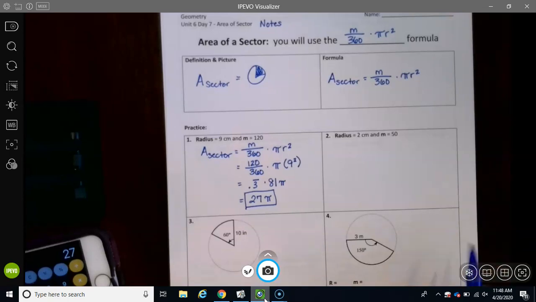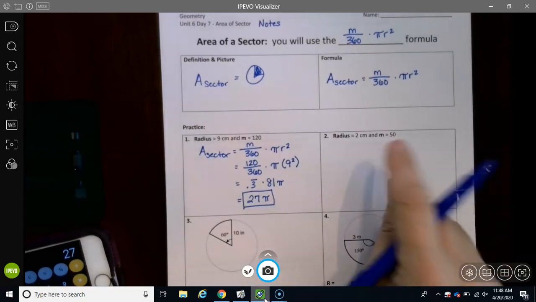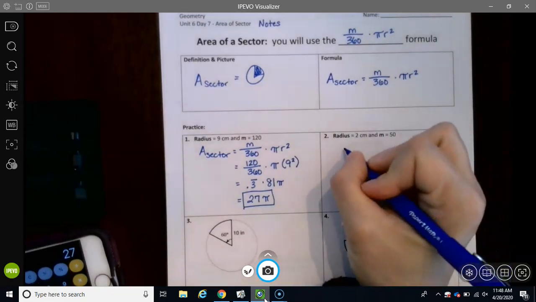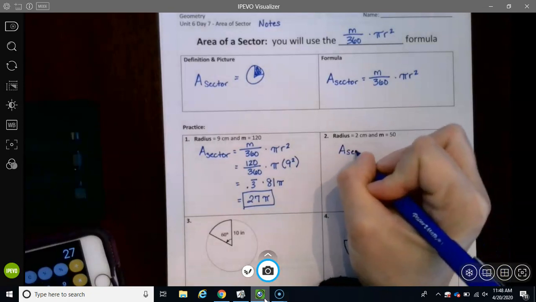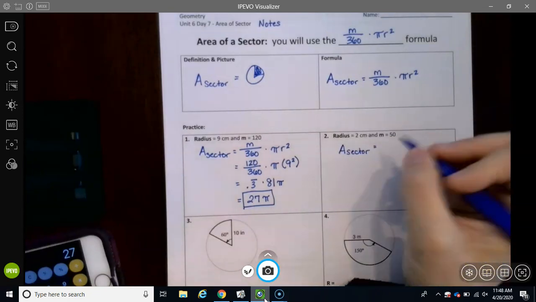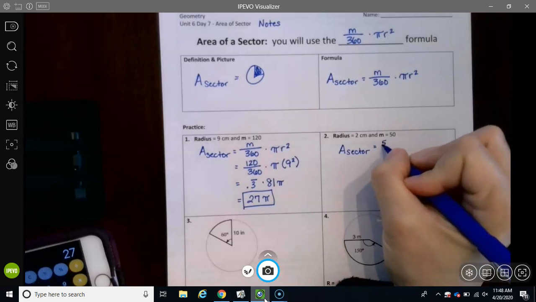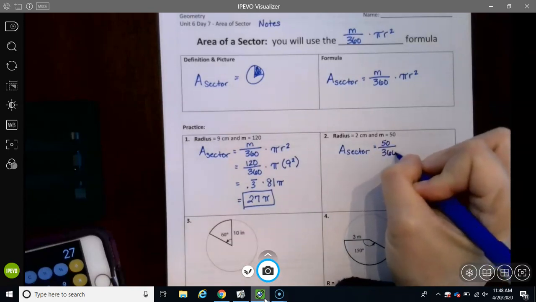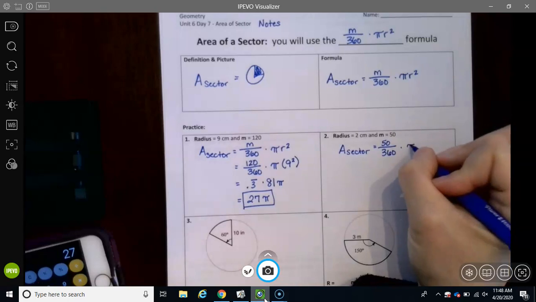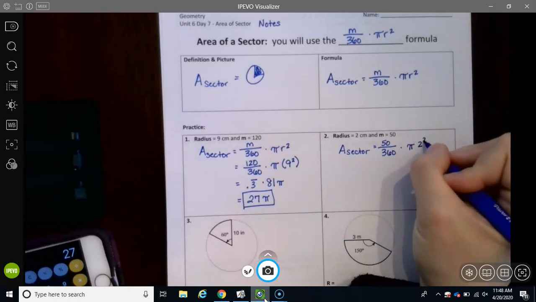Same kind of problem. Both of these lessons are all about just picking the right formula, substituting in what you know, and solving for what you don't know. So again, same type of problem. Area of the sector equals m over 360. In this case, it's 50 over 360 times pi r squared. So pi times 2 squared.